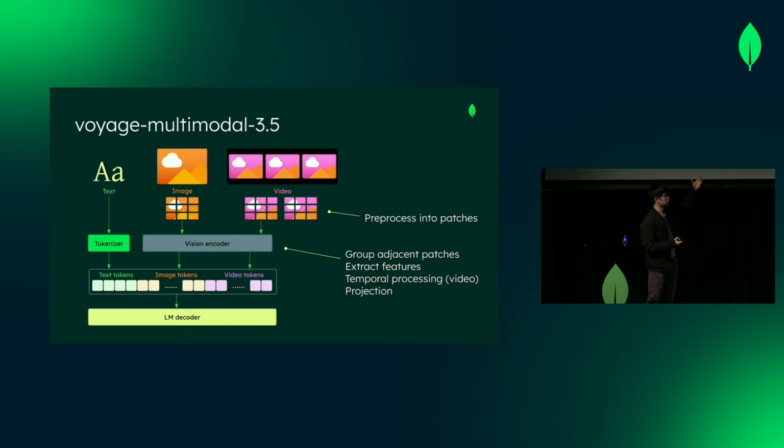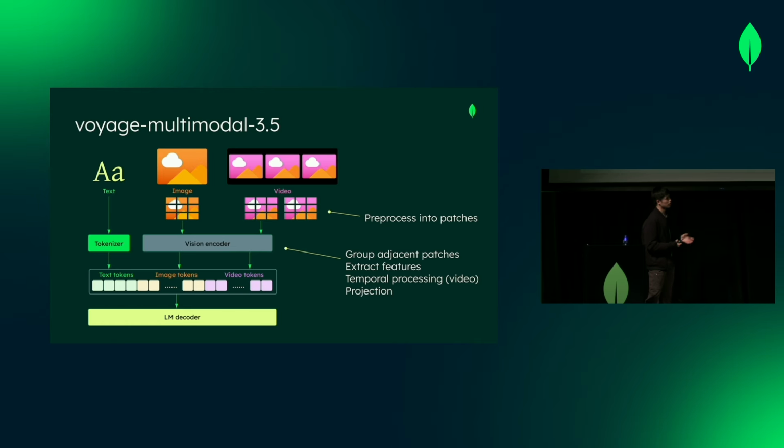So first, we pre-process these pixels into smaller chunks of pixels so that we're able to feed them into the next pre-processing step, which is the vision encoder. Inside the vision encoder, several things are happening. First, we want to group adjacent patches. This means we're grouping information that's close to each other for better feature retrieval. Then we're using a transformer to actually extract the features from the visual data.